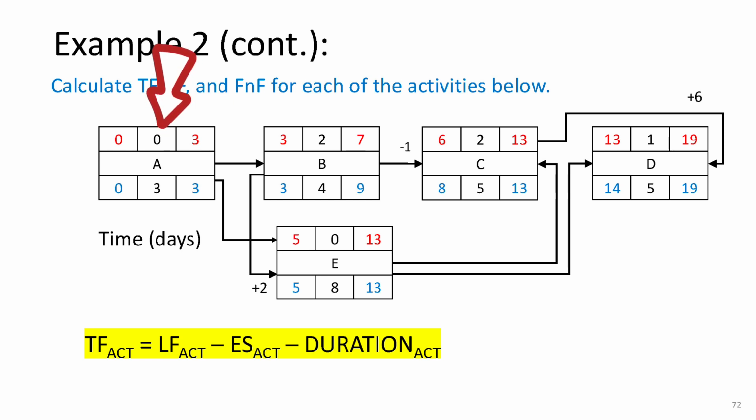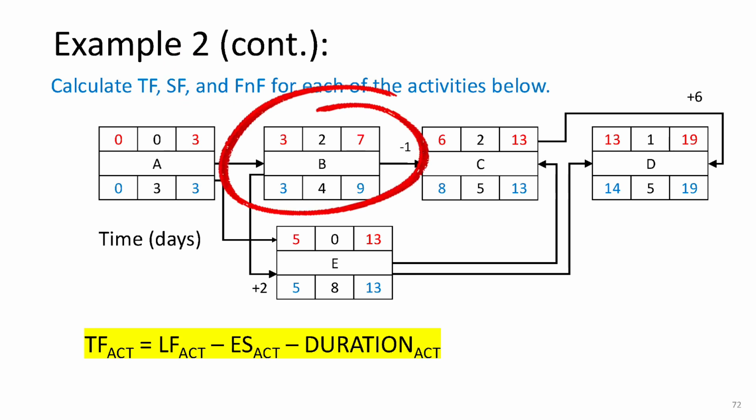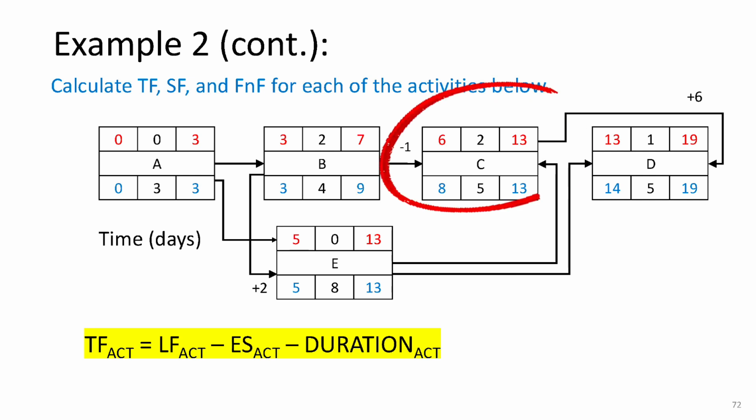Now, let's do the same for activity B. Total float equals 9 minus 4 minus 3, which works out to 2. Since the result is greater than 0, this activity has some flexibility. It's not critical. What about activity C? 13 minus 5 minus 6 leaves us with 2. Again, this activity has 2 units of float, so it's not critical either. You can follow the same method to calculate total float for activities D and E, as shown here.